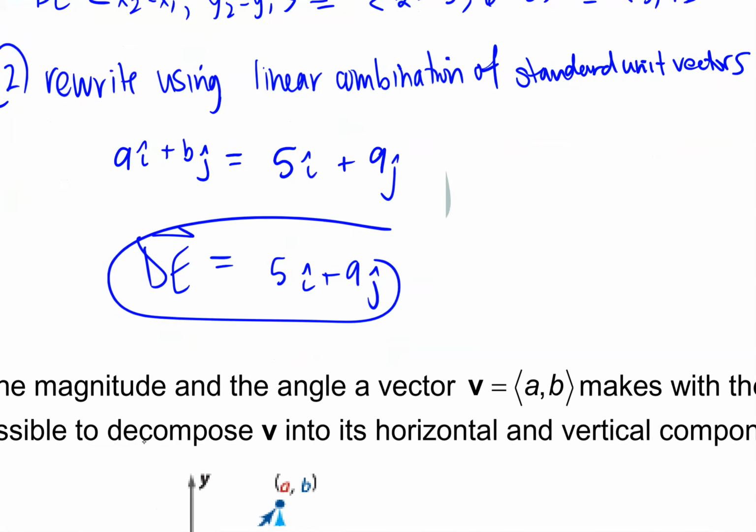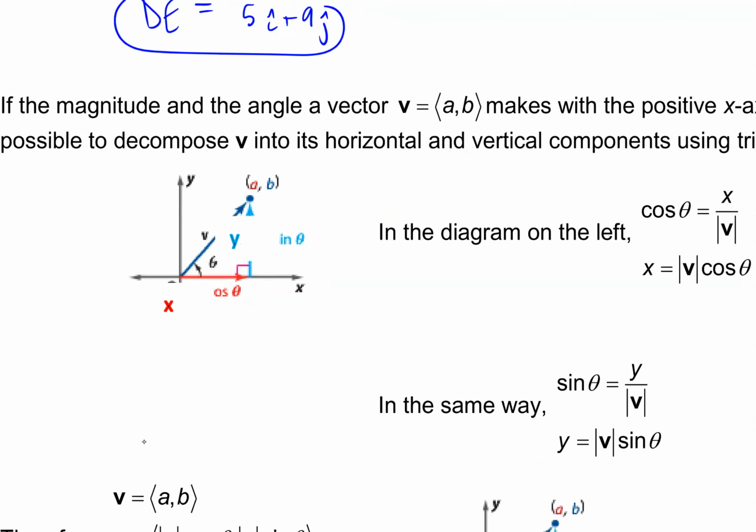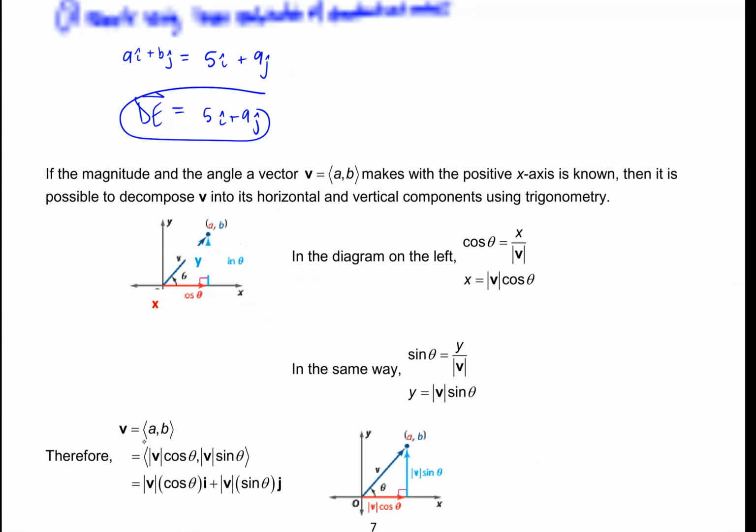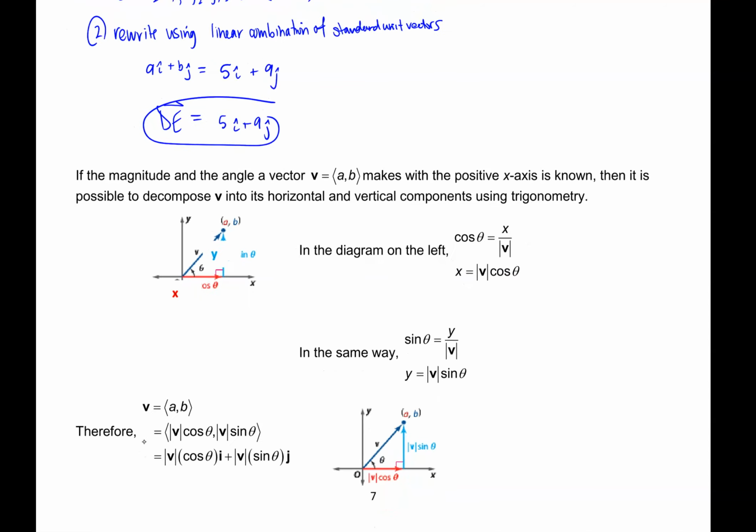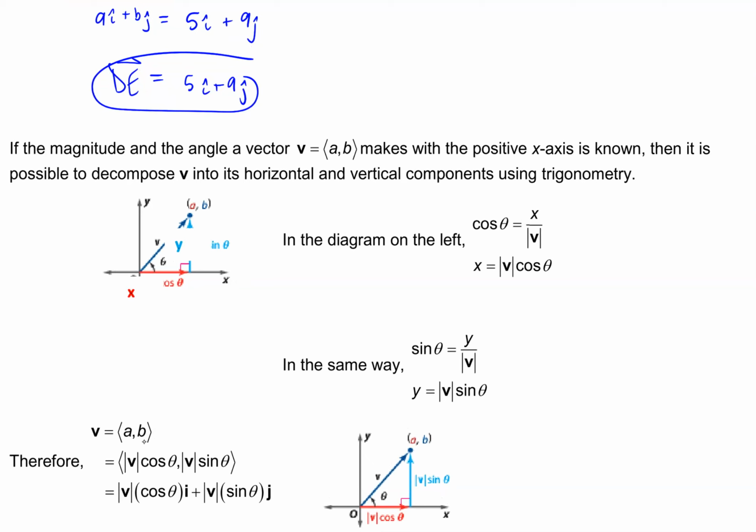Alright, if the magnitude and the angle of a vector v makes with the positive x-axis is known, then it's possible to decompose it into its horizontal and vertical components using trigonometry. This is exactly what we've been talking about, right? How do you find the x component?